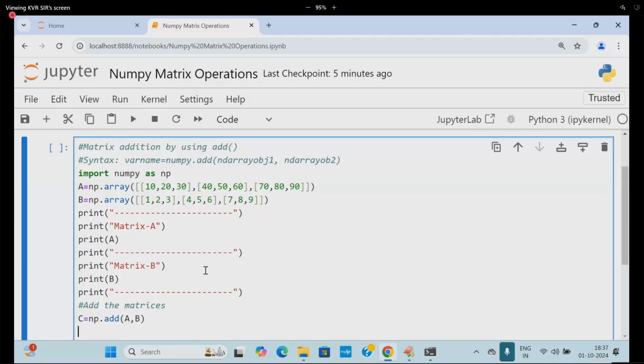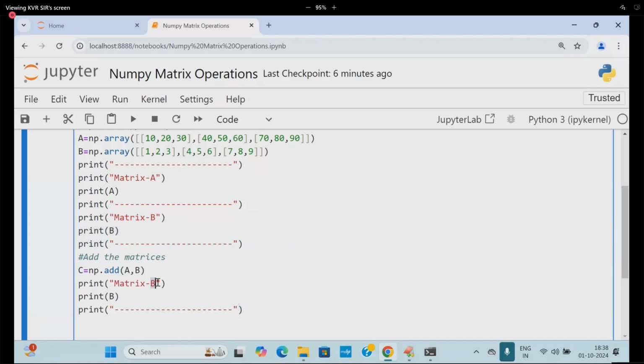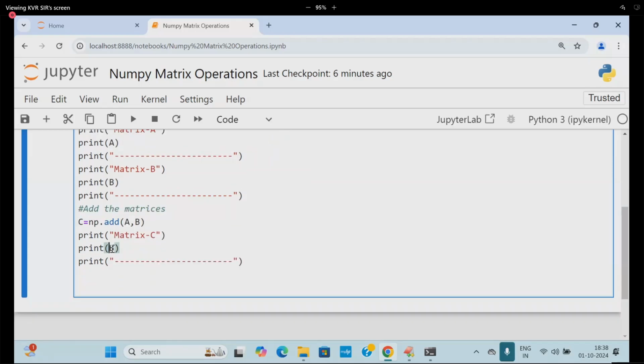6 months expenses you will get it. Understand? Right. Now I will print this. What is the matrix I am printing? I am printing the resultant one, which is very easy. That is called matrix C, the addition matrix. I am printing C.